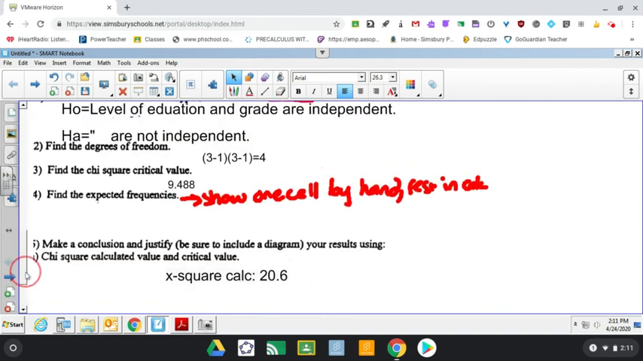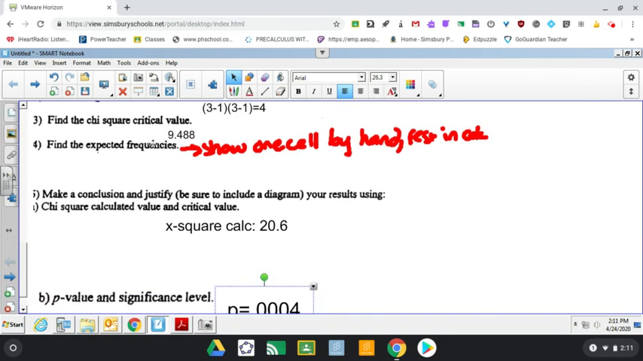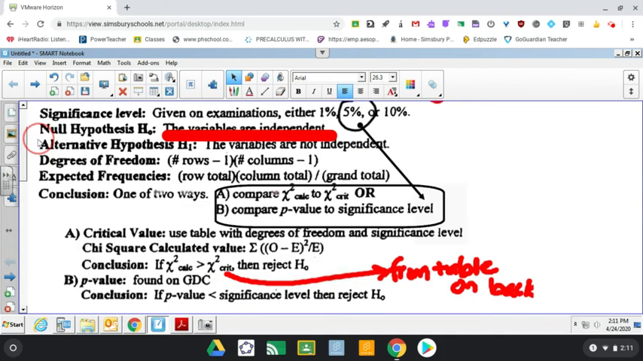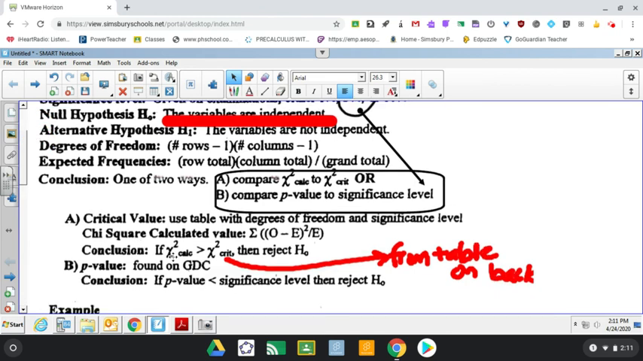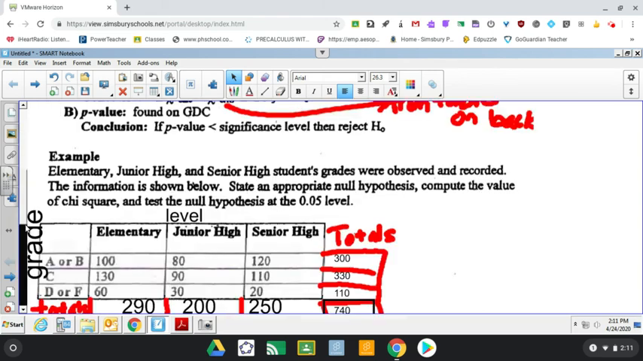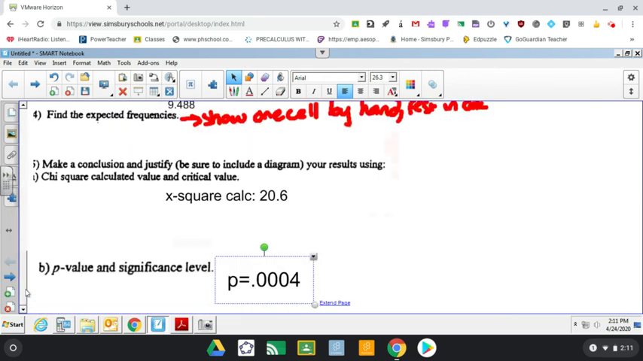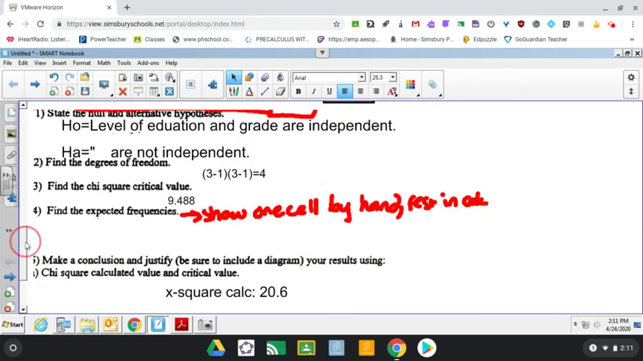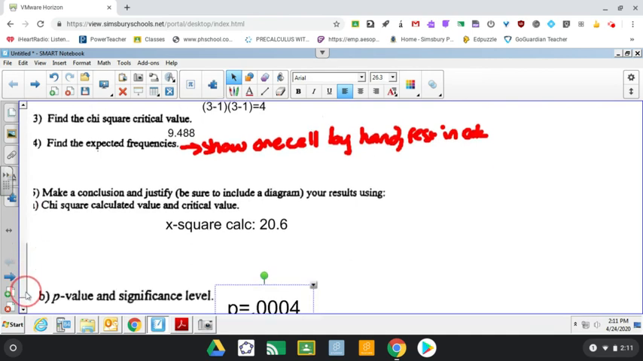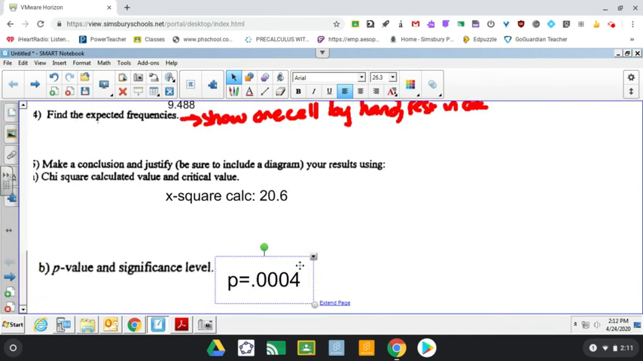So if you look at your chi-square critical value, it's 9.5-ish. Your chi-square calculated was 20.6. So I want you to look back at the top, because if your chi-square calculated is greater than your chi-square critical, which ours is way higher, 20.6 is way greater than the 9, it has you reject your null hypothesis. The other reason I'm rejecting is because look at your p-value. It's way less than 0.05.